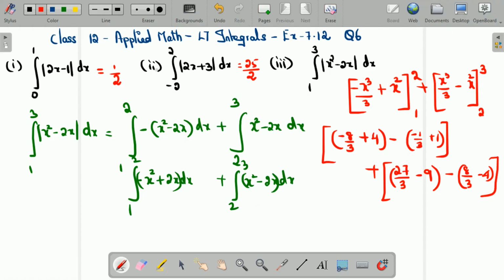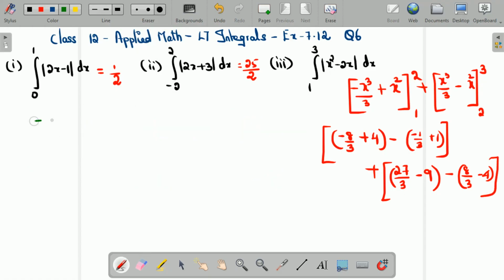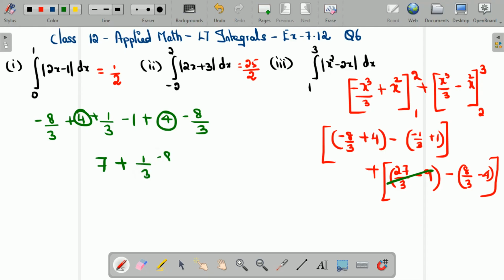Now let's work on removing the brackets. In the first case, it is minus 8 by 3 plus 4 plus 1 by 3 minus 1 plus, see, 27 by 3 is 9, 9 minus 9 is 0, so this part I am removing. Then there is a minus of minus is plus 4, then there is a minus 8 by 3. Now let's work on simplification. So 4 plus 4 is 8, minus 1 is 7, then there is a plus 1 by 3 minus 8 by 3 minus 8 by 3.